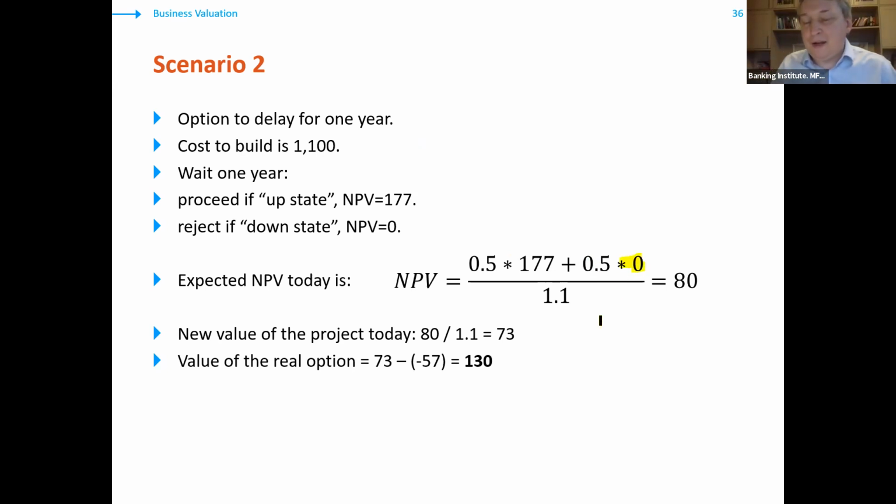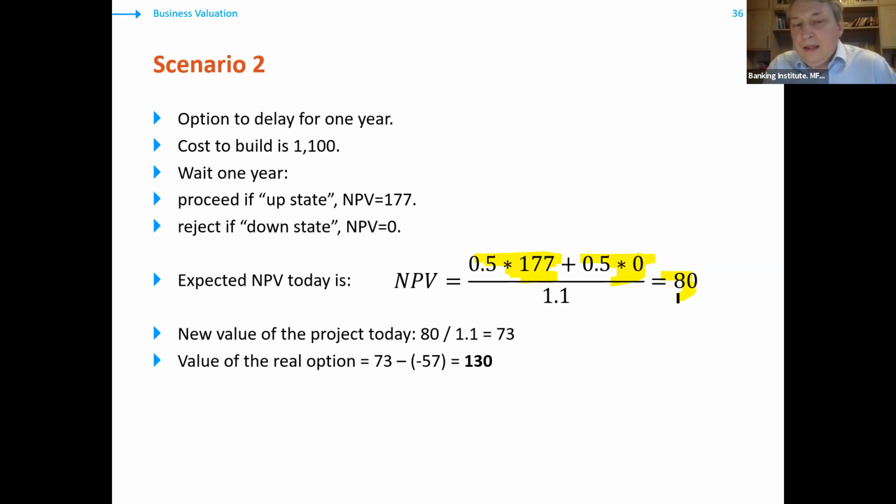So we have a choice now with 50%, because the second stage still has this 50% probability for the upstate and downstate. With 50% probability, we get 177, and with 50% probability, we have 0. We discount it, and we get 80, right? So now, what do you see from these calculations?